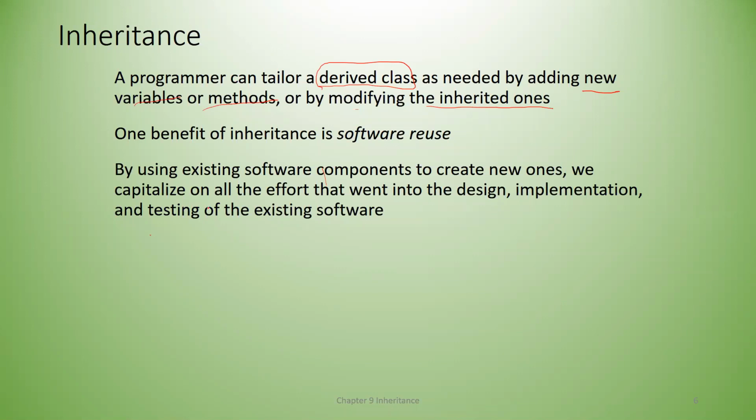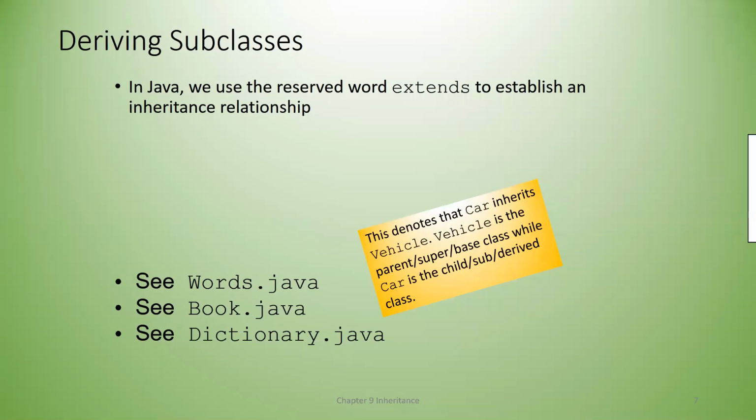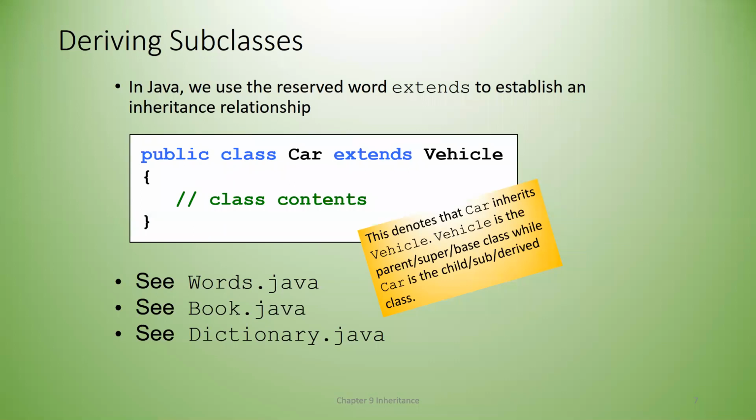So one benefit of inheritance is software reuse. You are reusing the superclass. When you create the new one, remember, it inherits all the behaviors, all the characteristics from the superclass. So you are reusing that, okay? By using existing software components to create new ones, we capitalize on all the effort that went into the design and implementation of the previous one. So you're not reinventing the wheel, you're reusing it, okay? So let's look at an example.